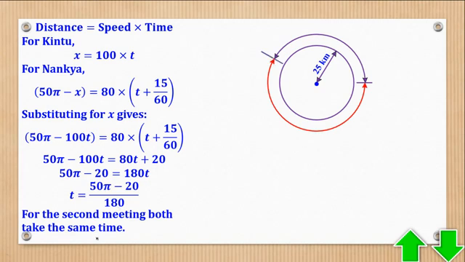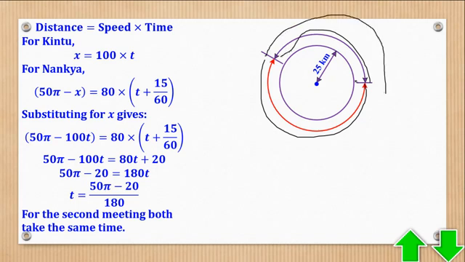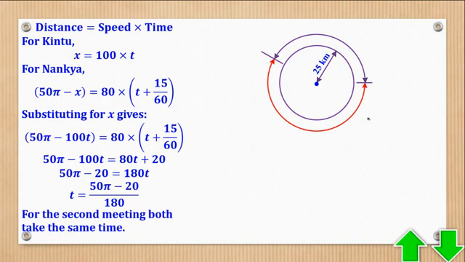So at first, this moved from here up to here, and this moved from here up to here. Now for the second meeting, it means this one is going to continue this side, and this one continue this side, and they also meet for the second time. So let's try to do that. So for the second meeting, it means that they will move and meet this side.